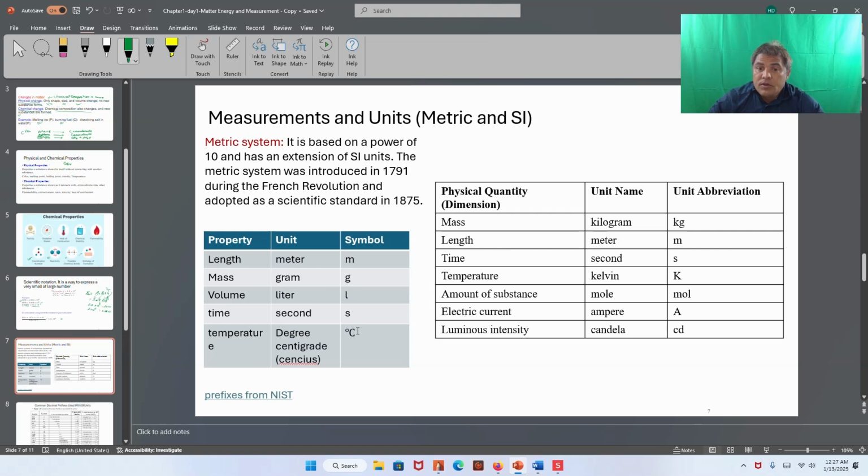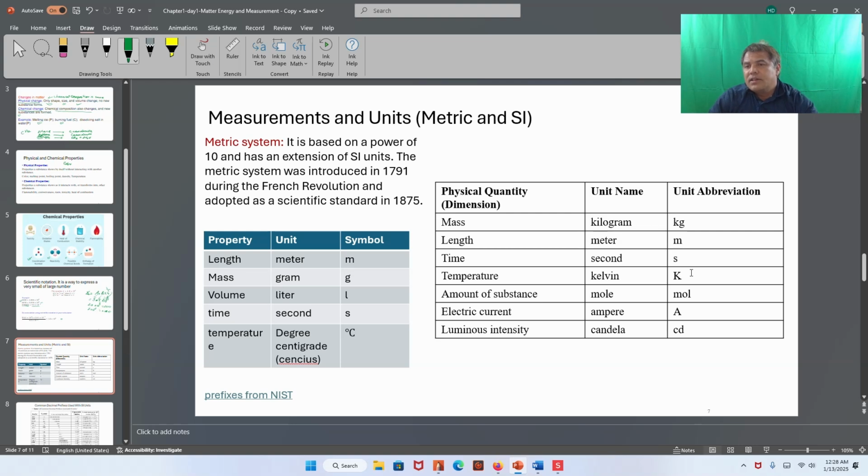So what are the SI units then? What is the difference between SI units and the metric system? Pretty much the same, there is not much difference, but a little bit here. Look at that: mass in SI units is kg instead of gram. Length is meter, time is second, and temperature is Kelvin in SI units, not degree centigrade.